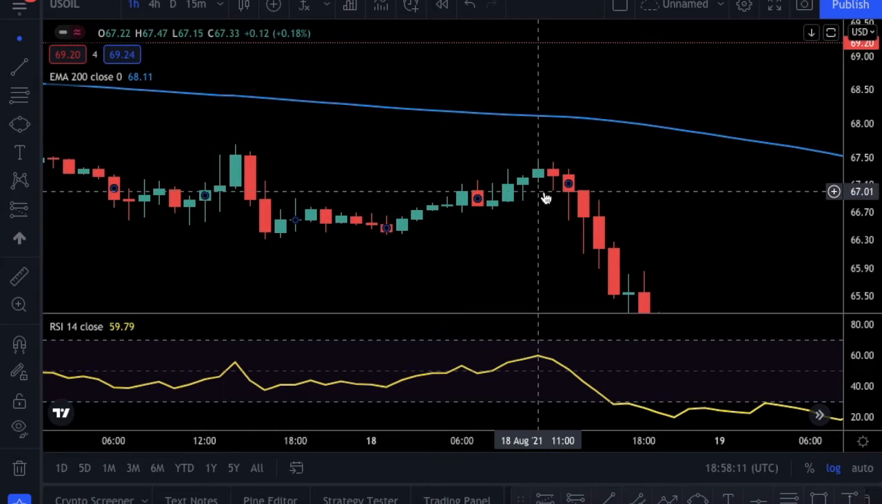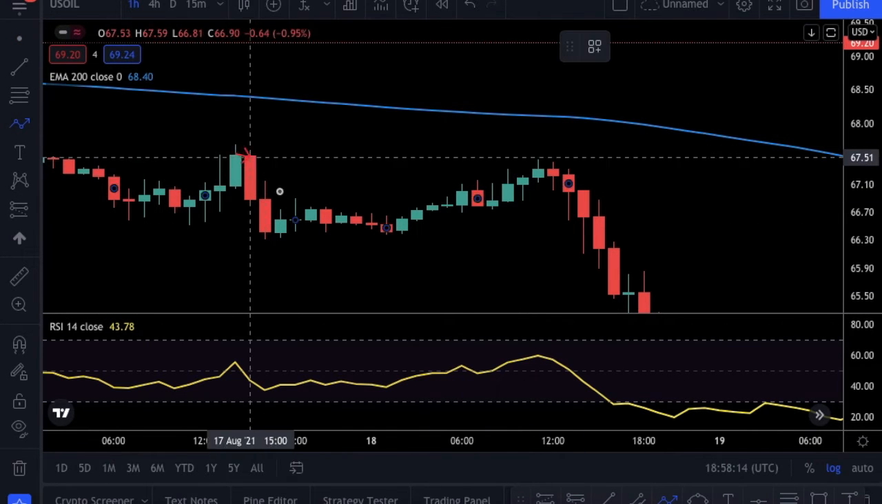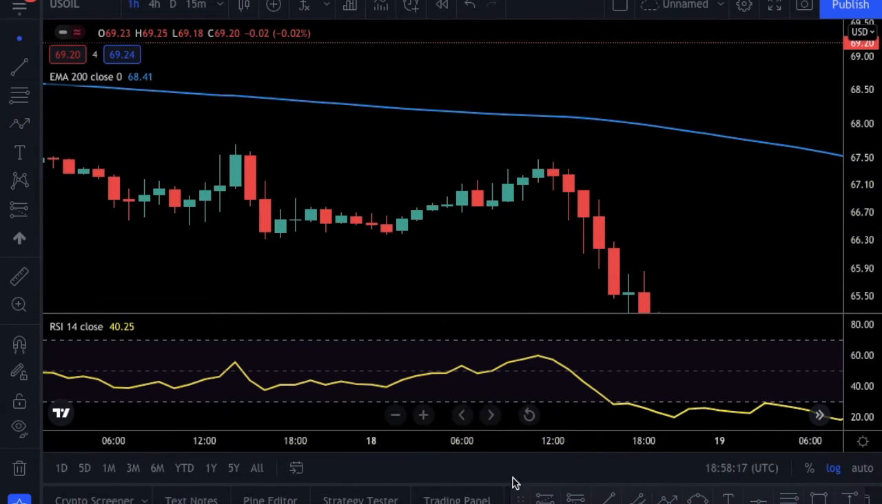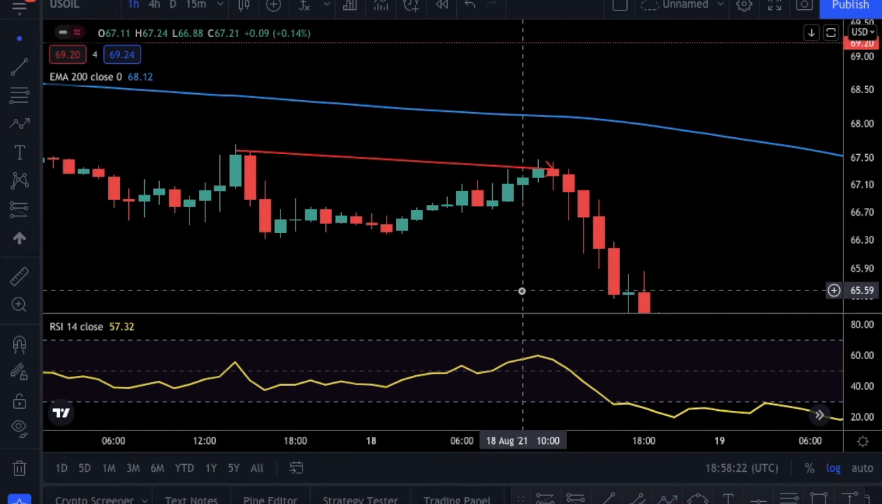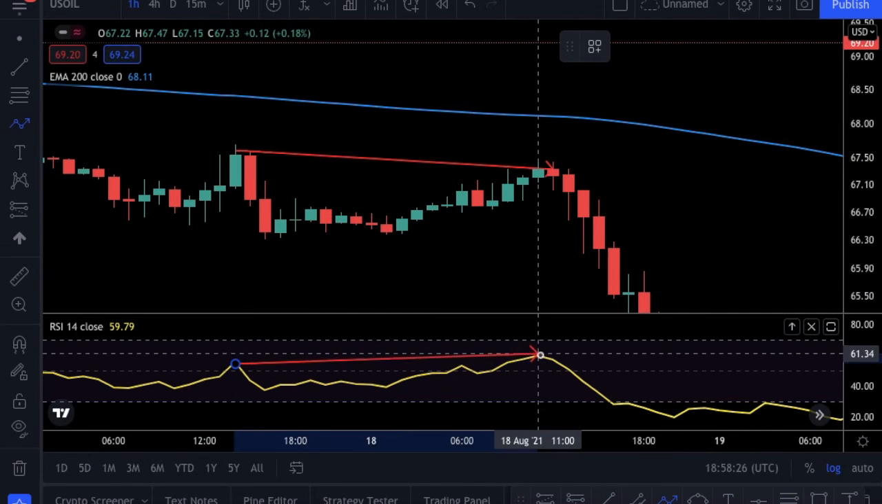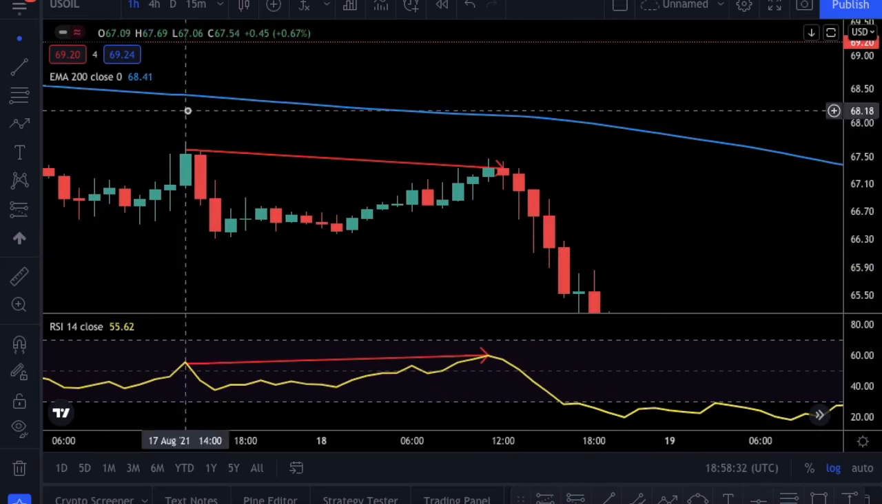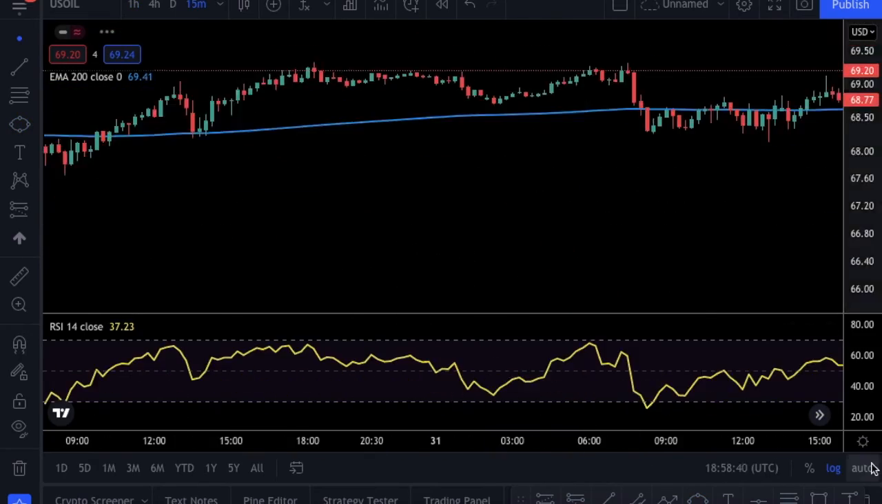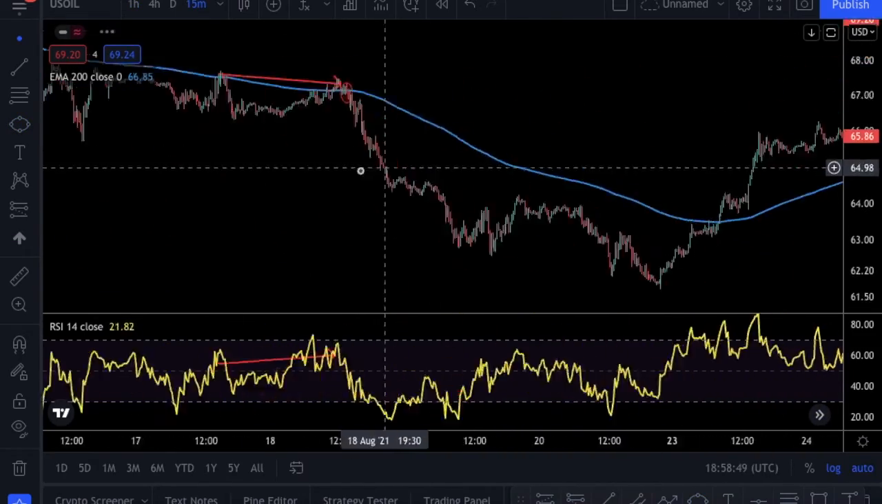Price is below the EMA line, so we will only look to go short. We will look for a hidden bearish divergence on the bigger time frame. Notice that price makes a lower high here, but the indicator makes a higher high. It means the trend is most likely to continue. We will move to the lower time frame and look for a regular bearish divergence.